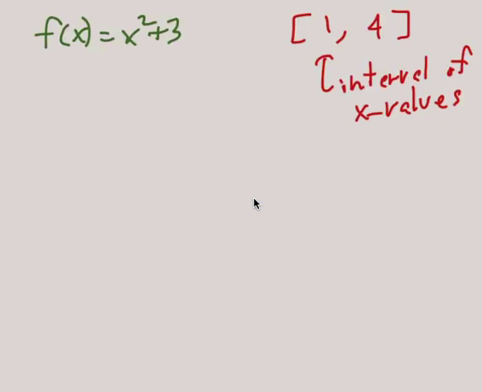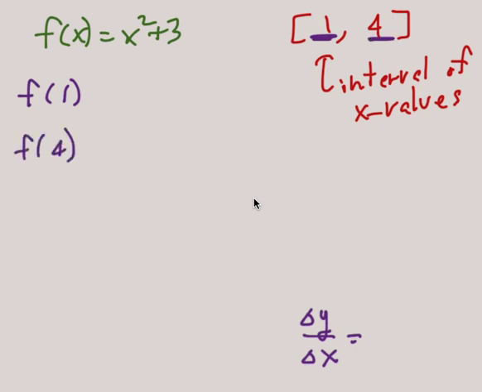Okay. So, to get through this one, f of x equals x squared plus 3. I'm going to find the change in y over change in x, that I ultimately need to find. The change in y, I'm going to need to find the change in the output values. So I'll need to find f of 1, since 1 is the smallest value, and I'll need to find f of 4, since 4 is the biggest x value. This interval, 1 to 4, is an interval of x values. It's not an ordered pair.